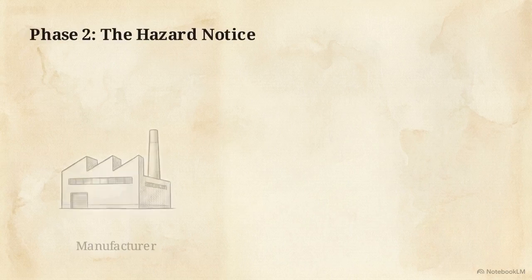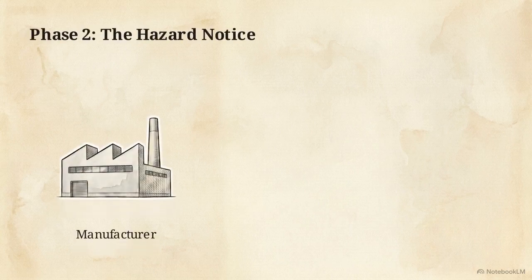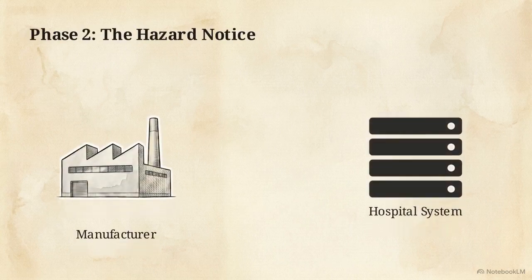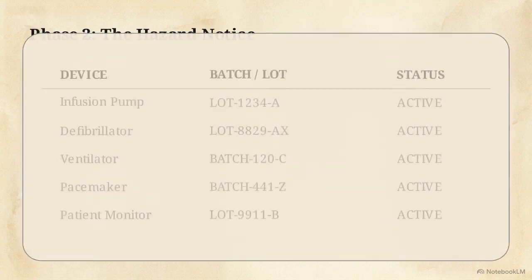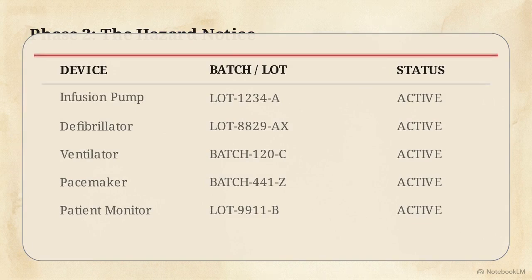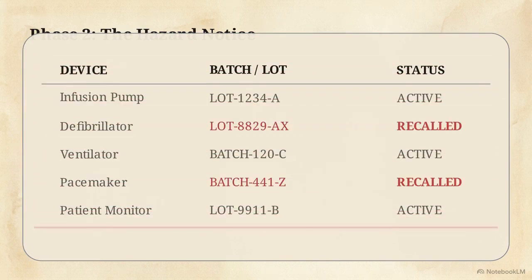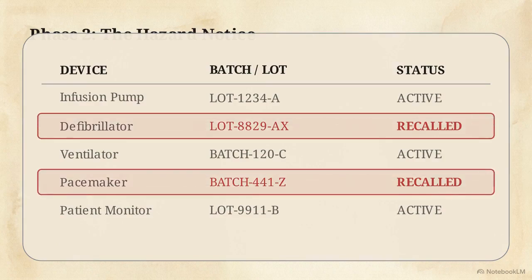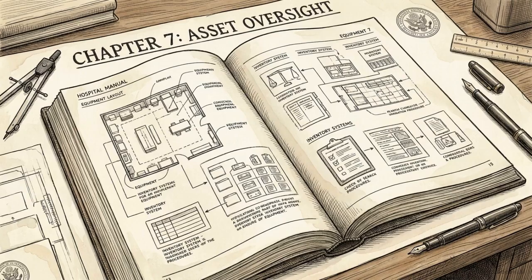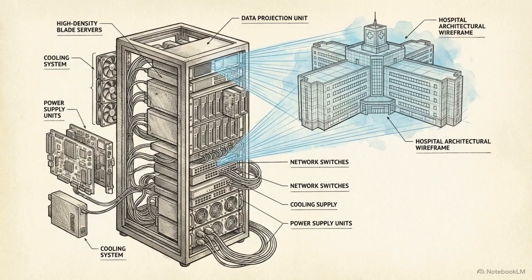Expanding our flow diagram to Phase 2, the focus shifts to external triggers, specifically manufacturer hazard notices and recalls. When a regulatory body or manufacturer discovers a defect, they issue a formal recall. The hospital must immediately initiate an intake workflow to parse the affected batch and lot numbers. This response is governed by standard FMS.07.01, which requires the hospital to rely on its Medical Equipment Management Program, a central, comprehensive database of all clinical assets.